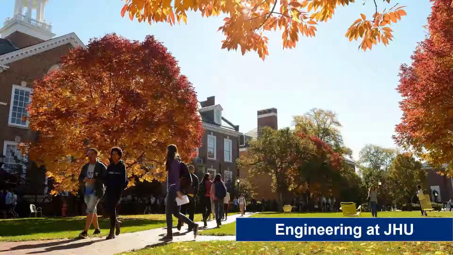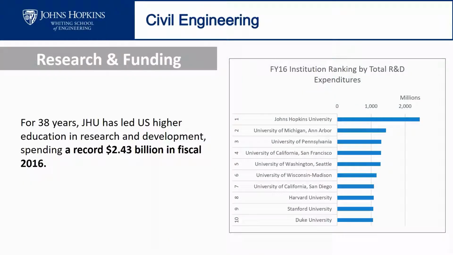So why engineering at Johns Hopkins University? One of the things that a lot of people don't realize is that Johns Hopkins by far is the leader in the United States for federal funding. So we received a record $2.43 billion in fiscal spending in 2016, and this is for the past 38 years. We are by far ahead of any other university. If you look at the second place university, we're almost double of the University of Michigan, Ann Arbor. So if you want to think in terms of research leadership and funding, Johns Hopkins is the #1 institution in the United States right now.